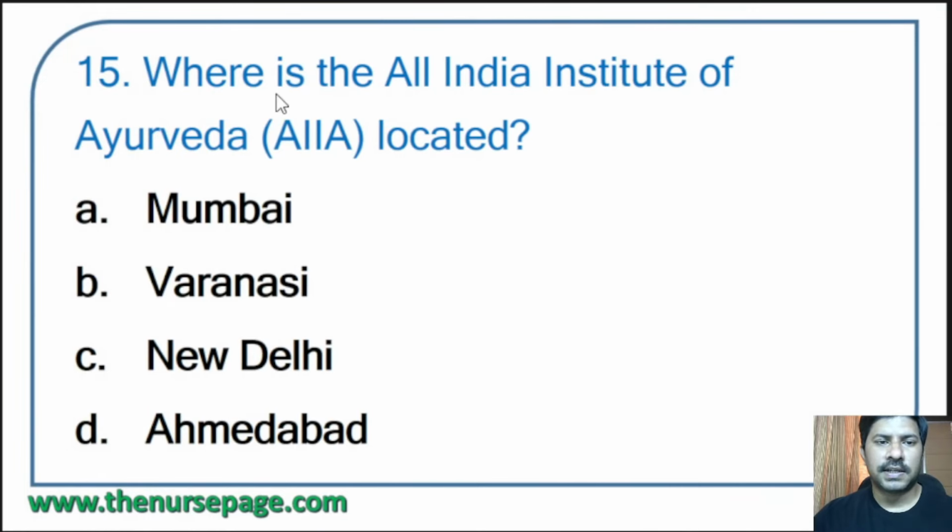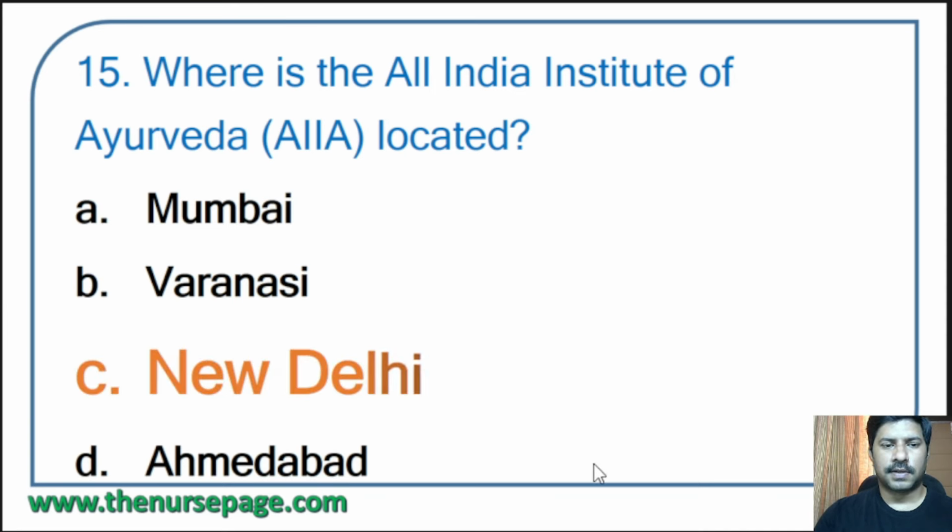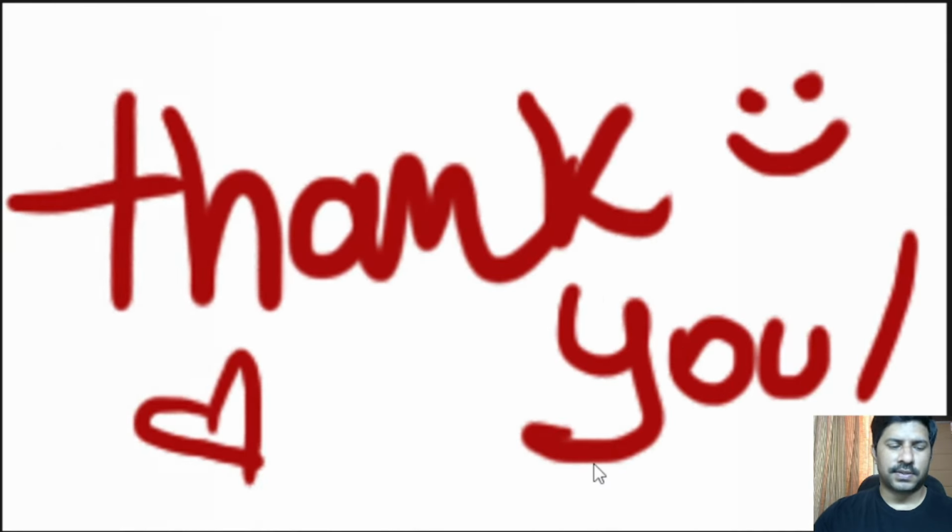Then last question. Where is the All India Institute of Ayurveda or AIIA located? Mumbai, Varanasi, New Delhi, Ahmedabad. Correct answer is New Delhi. So that is about today's questions.